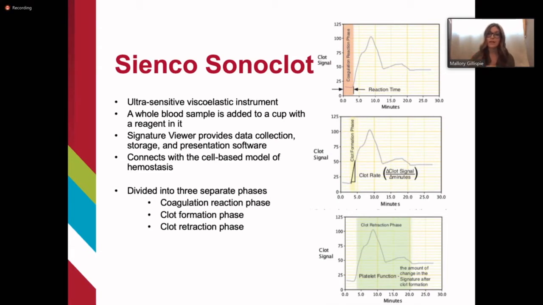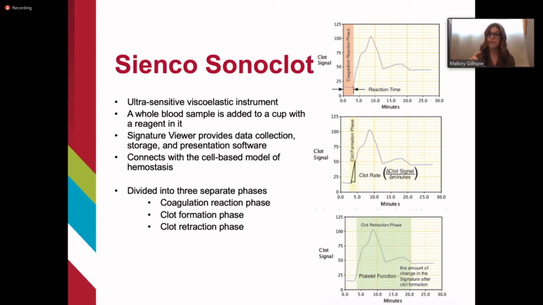Then moving down to that middle diagram, there's an initial upslope that you can see, and that would correspond really nicely to the amplification phase of the cell-based model. So your thrombin accelerators are beginning to be produced. Then if you look at that middle picture still, the second phase of the sonoclot is the clot formation phase. This is when fibrinogen is converted to fibrin in forms of fibrin gel. So this would correspond to that final phase of the cell-based model, the propagation phase. And this clot rate is measured by a change in clot signal over a change in time. So this will vary depending on the patient as well as their overall physiological status.